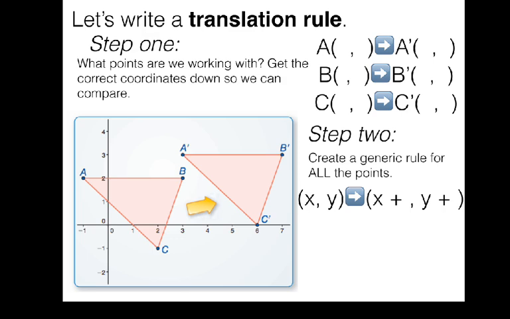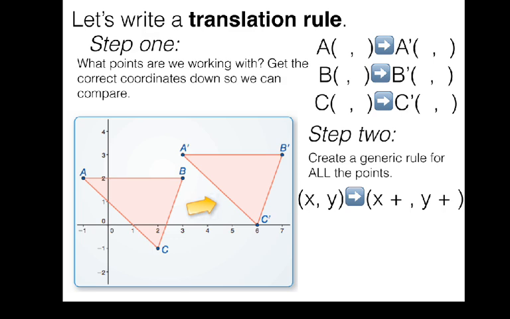But first off, the main part of this is that we're going to write translation rules. A translation rule is a generic thing that says if you have x, y, then you need to add or subtract certain numbers in order to make this triangle move as is to this location. So our first step is we are going to find out what points we are working with, and we're going to get the correct coordinates.